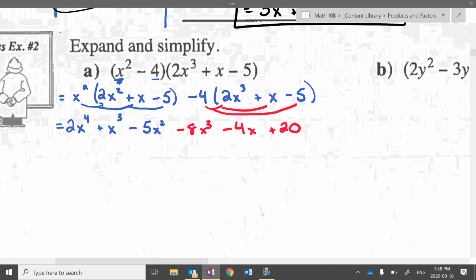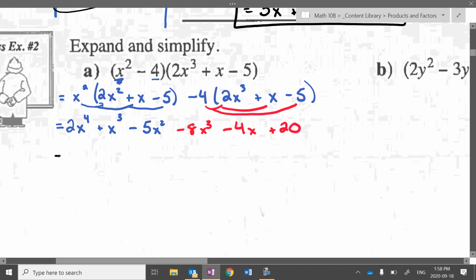Then, as always, we have to combine our like terms. I only have one term that has a degree of 4, so that guy goes first. I have x cubed and negative 8x cubed, so that gives me negative 7x cubed. Remember, there's like a 1 here. I only have one x squared term. I have one regular x term plus 20.